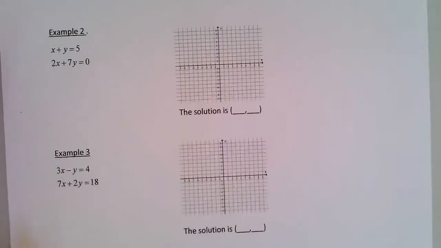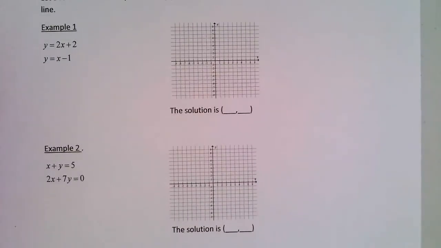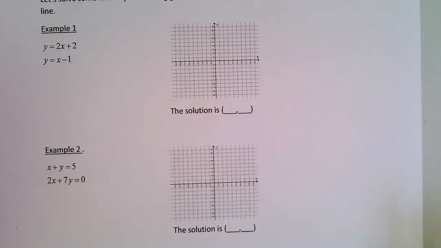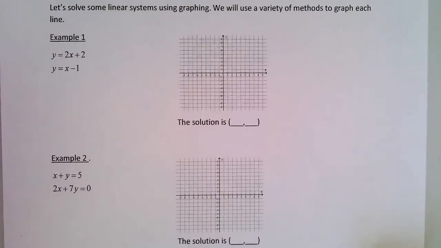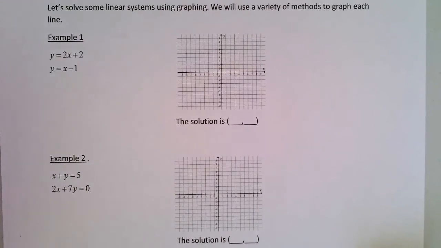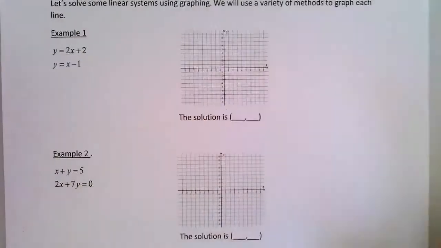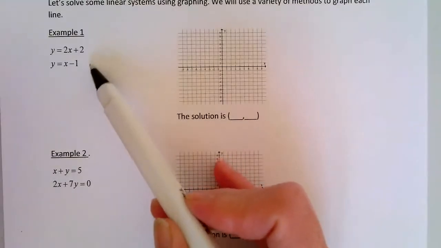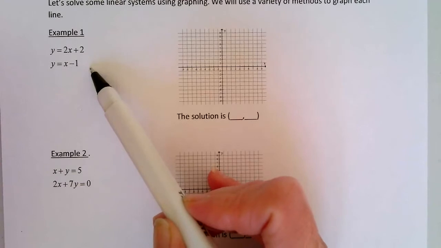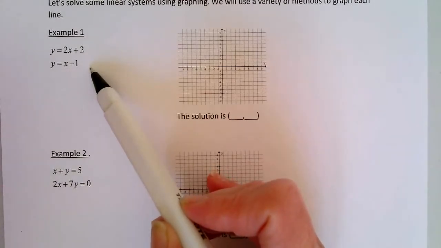Now we're going to do some additional examples, but this time we're going to have to do the graphing. Our equations are in different formats, so we're going to be using a variety of methods to do our graphing. You are definitely going to need a ruler. So in example number 1, we have two equations. They're both in y equals mx plus b form. So that's going to make our graphing a little bit easier.